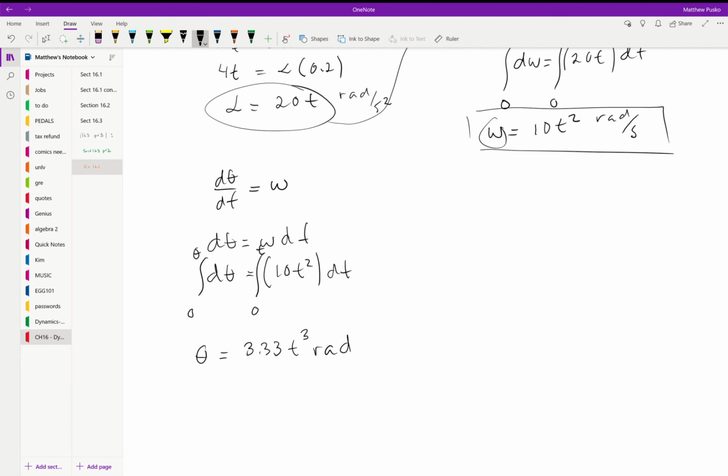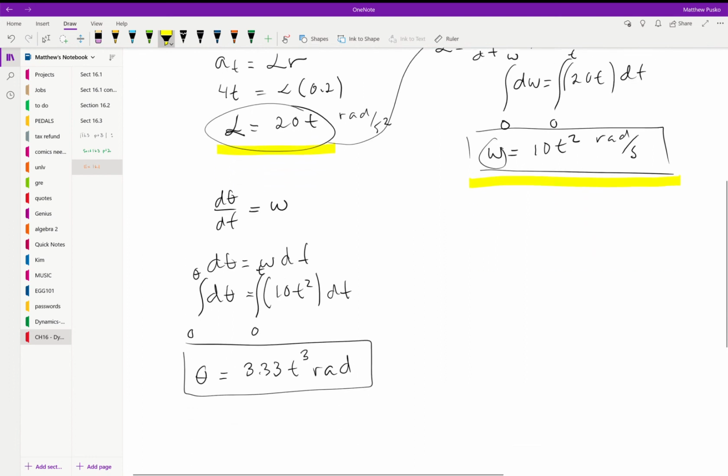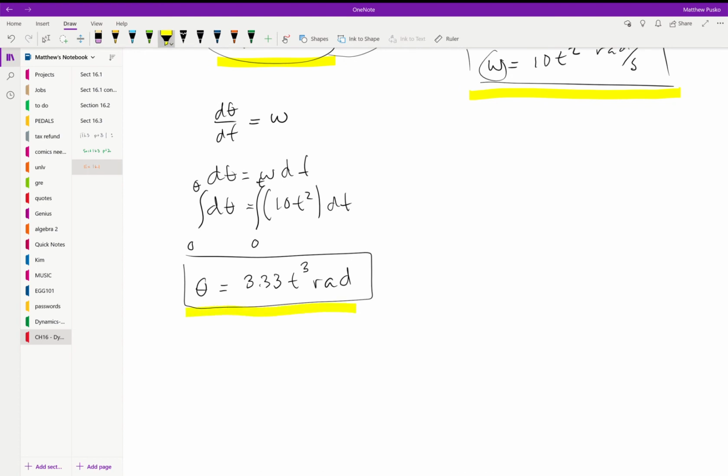So we started with alpha, then we got to omega, and then we got to theta. If we knew how long the wheel rotated for, we could figure out what its alpha is at that moment. We could figure out what its angular velocity is and where its position is about that wheel.